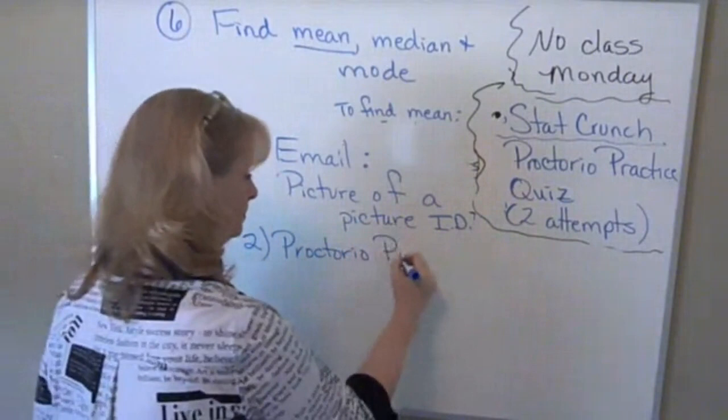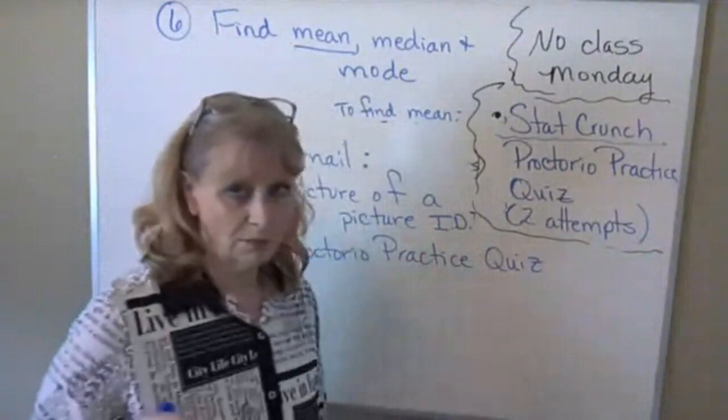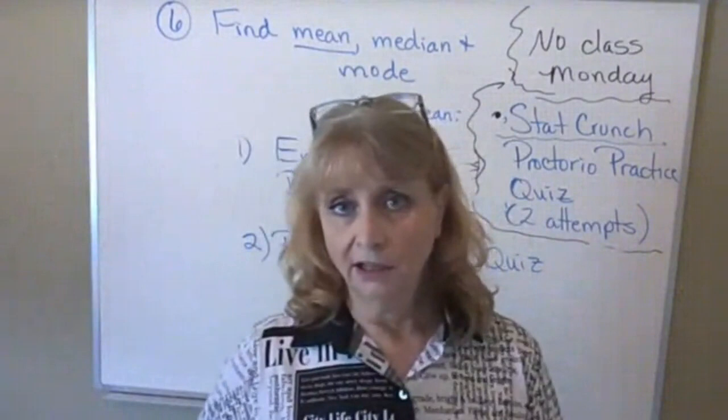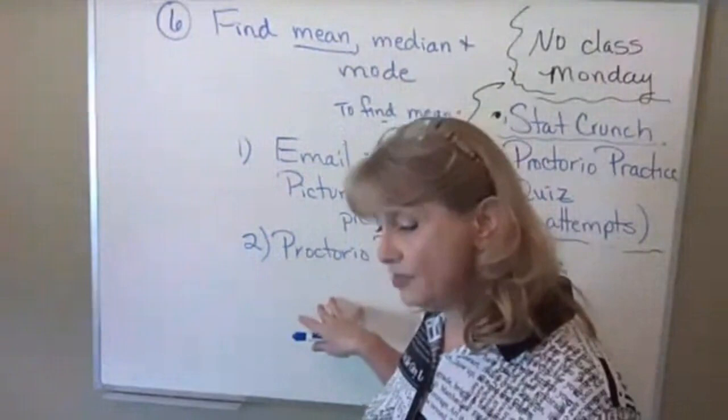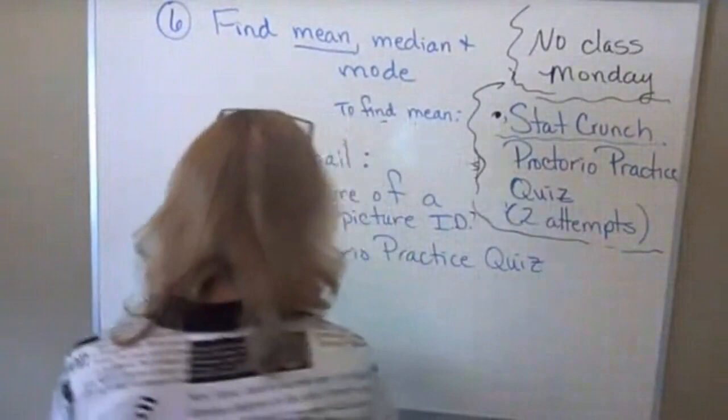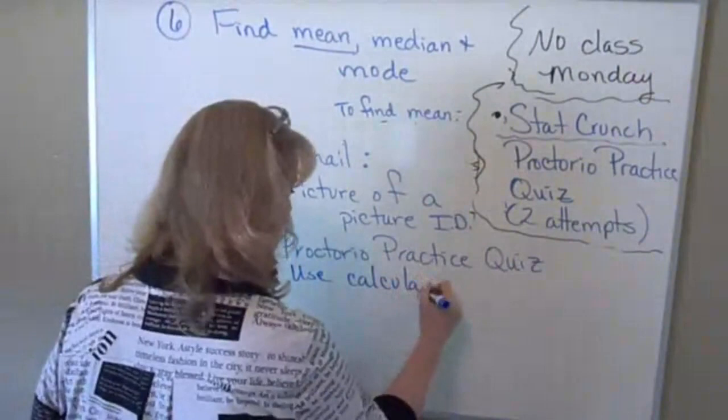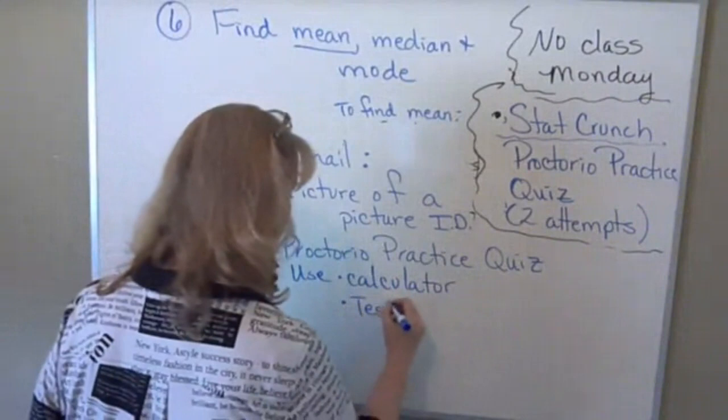Because I've not given a test with Proctorio before, I'm also using this as a trial run to find out how I want it to go. I want you to try to treat this as if it was a test. So on this, I want you to only use a calculator. We're going to pretend this is a test. We're going to use the calculator. And for test one, you can have the test one formula sheet.